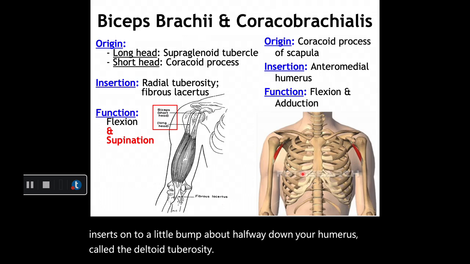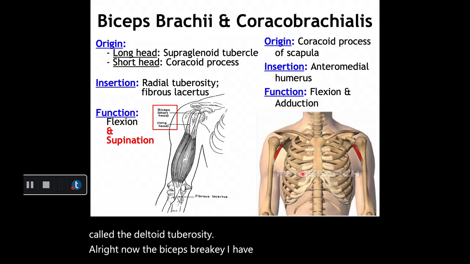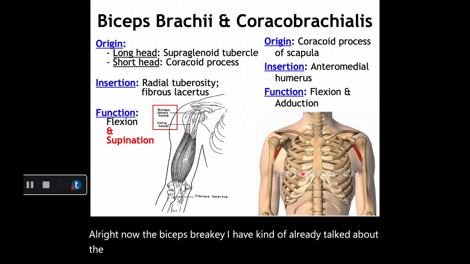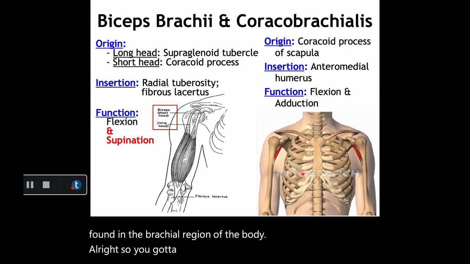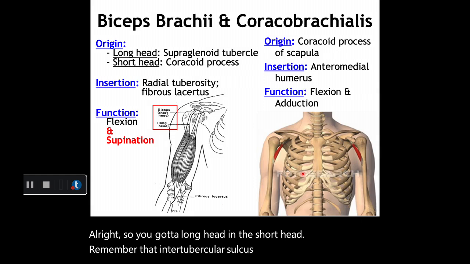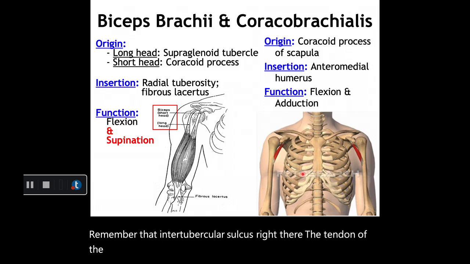All right, now the biceps brachii, I've kind of already talked about the biceps brachii a little bit, right? Biceps, two heads. Brachii, found in the brachial region of the body. All right, so you got a long head and a short head. Remember that intertubercular sulcus right there? The tendon of the long head of the biceps brachii muscle actually runs through that intertubercular sulcus.